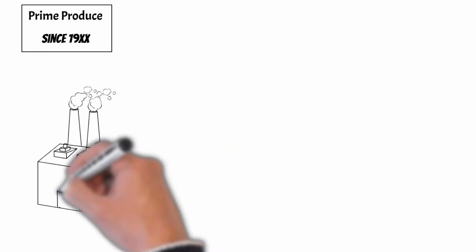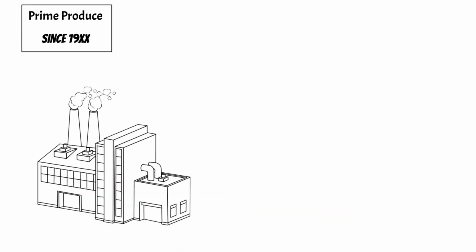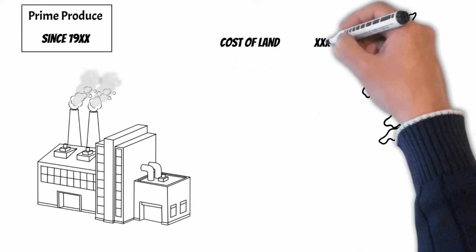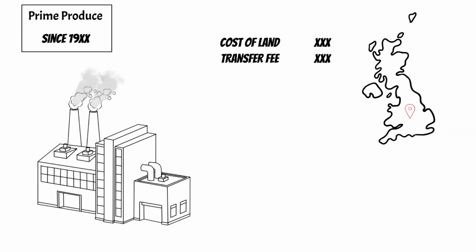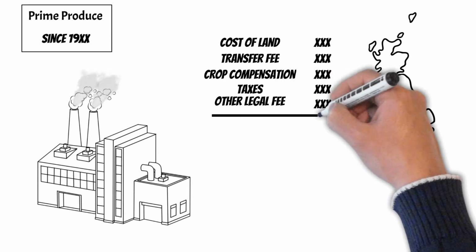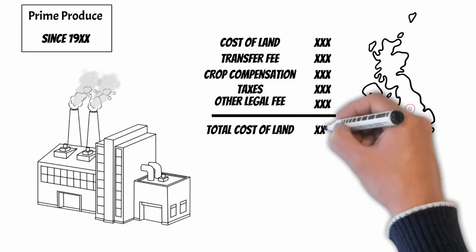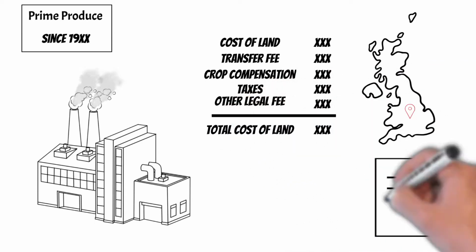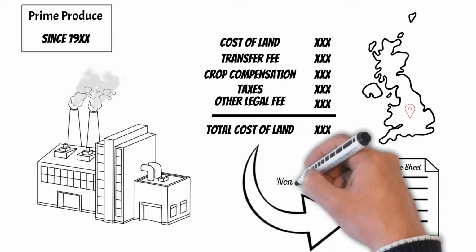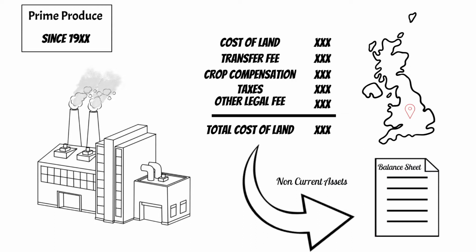Prime Produce intends to set up another manufacturing facility. But to make the plant operational, it would need to acquire the land, and for that, it may need to pay a few costs like the cost of land, transfer fee, crop compensation, taxes, and other legal fees. All of the above costs are necessary to get the land ready for the plant. So the land will be measured initially at cost of acquisition, that is, the sum of all of the above costs, and capitalized under land in non-current assets.